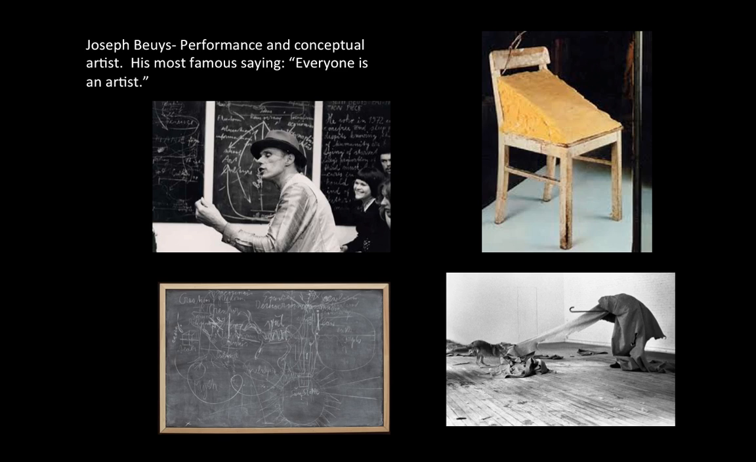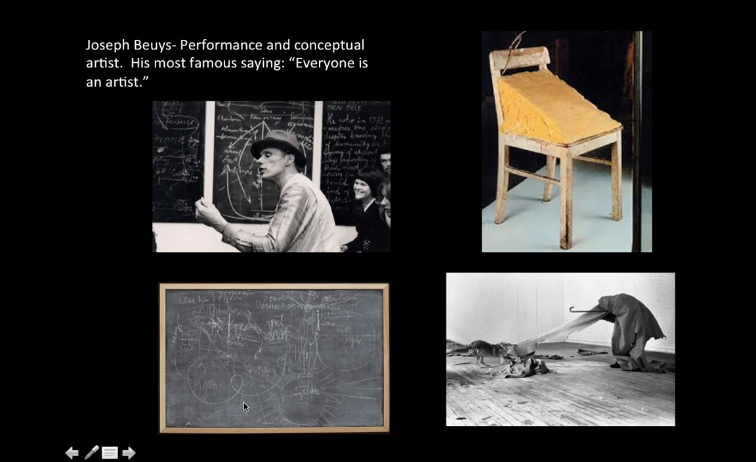And his work is a mixture of new media, of conceptual art, and of performance. New media here is some fat that has been put onto a chair, and the fat is seeping down into the chair. So not only is this a different way of using materials, but it's actually not even a stable piece of artwork. It's changing constantly because fat melts.